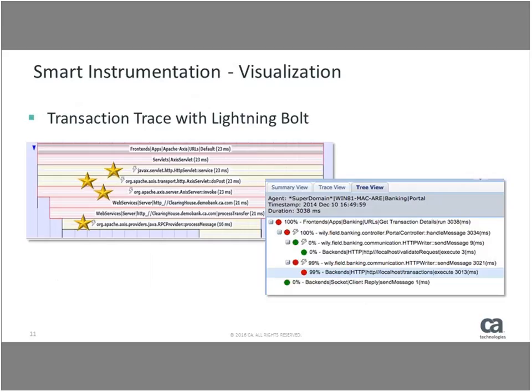And I chose this example because you can see very well the difference between out-of-the-box detected components and what we call smart instrumented detailed components. And all the smart instrumentation components are shown here with this lightning bolt in the beginning, and I additionally mark them with a star.